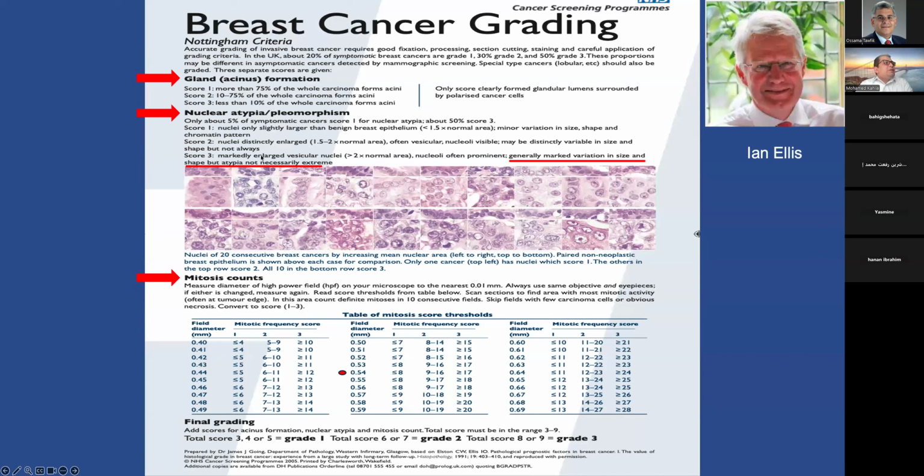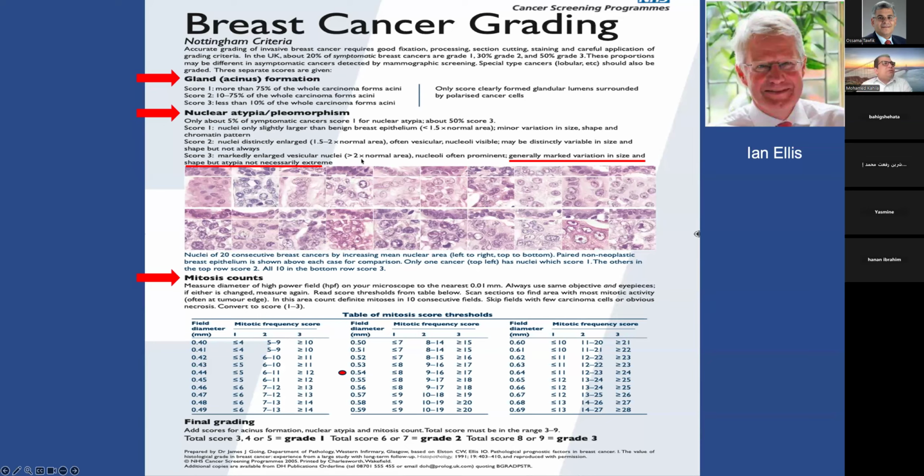For the nuclear polymorphism, if you have nuclei that are very close, less than 1.5 times the normal nuclei in the background breast, that's when we call score 1. If you start to see more than 1.5 to twice the normal size, and you start to see vesicular chromatin and prominent nucleoli, that's when you give it score 2. Score 3 is usually characterized by marked variation in size and shape, but atypia is not necessarily extreme. Breast atypia is not very extreme in general.